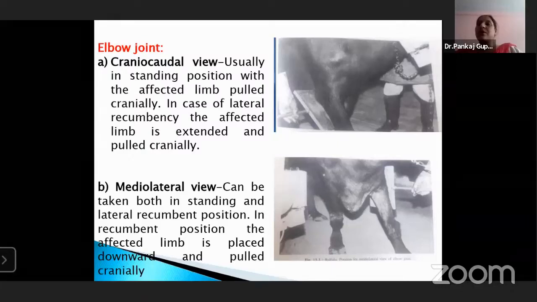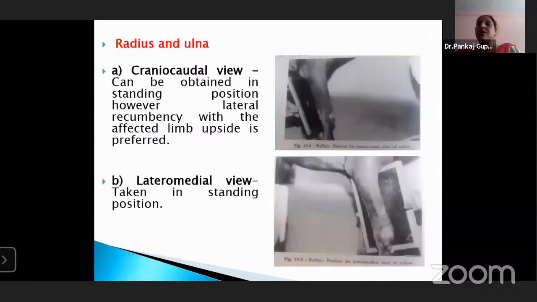For the mediolateral view, the animal is restrained in standing position with the limb pulled cranially and the cassette is placed on the lateral aspect of the elbow. Next is about the radius and ulna. For radius and ulna, we can also take craniocaudal view and lateromedial view or mediolateral view, whatever is possible.